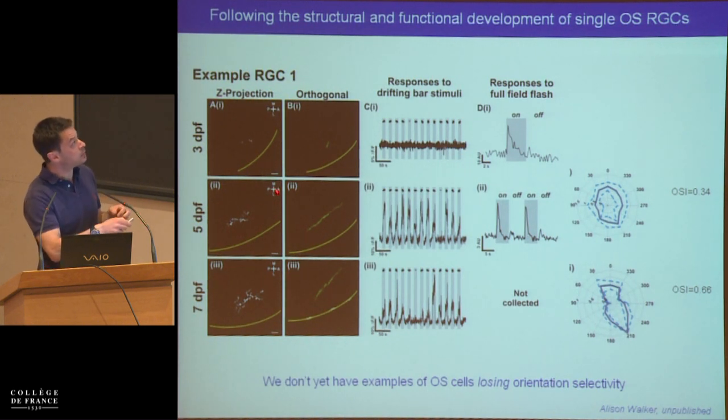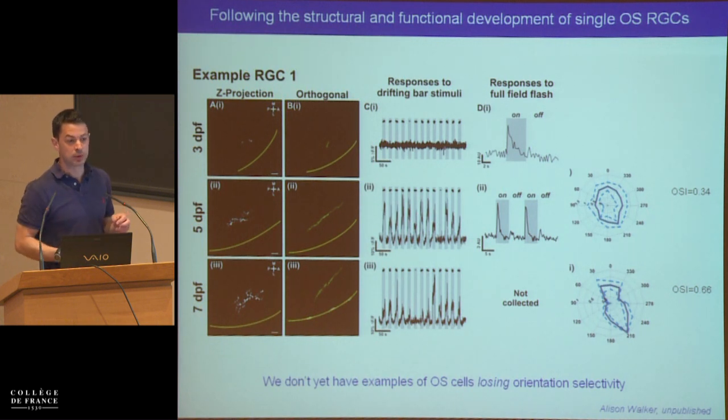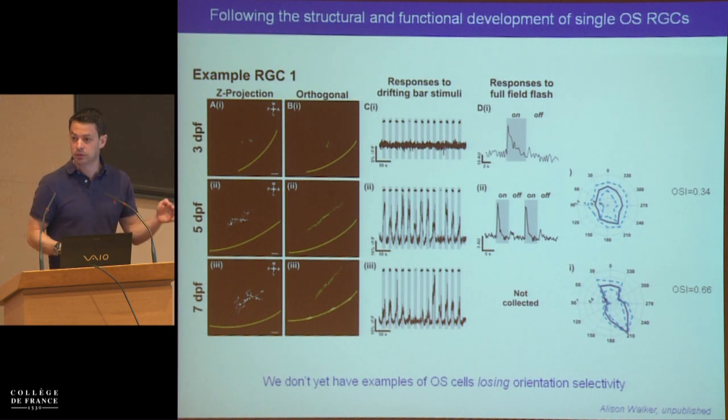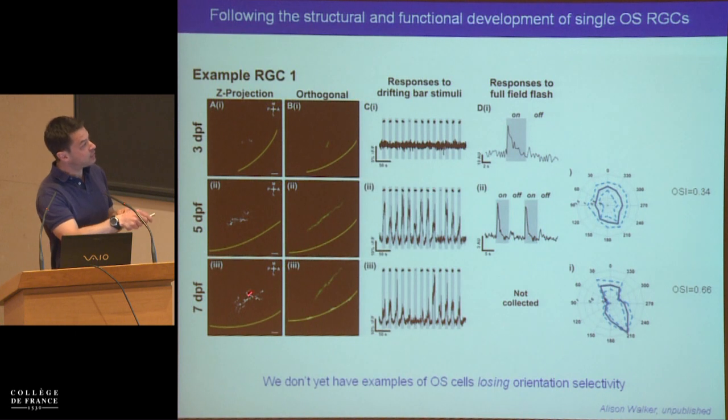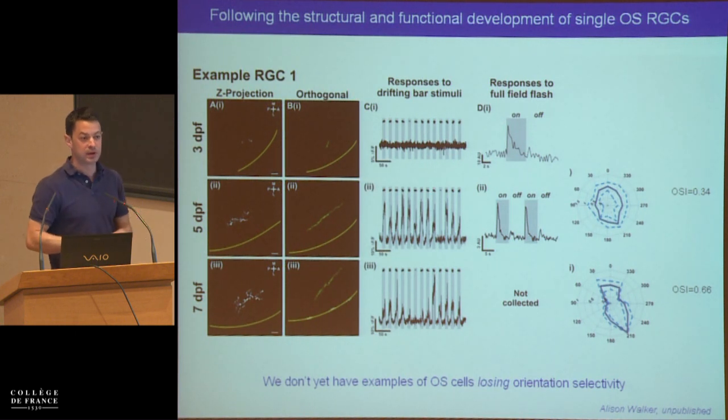If we then do the experiments for 5 days, now we get these beautiful responses to the drifting bar stimulus, but it responds really well to every single direction. So it's not tuned in any way. If we then look at 7 days, this is the same cell, now it's much more selective. Now the cell is only responding to vertical axis motion.